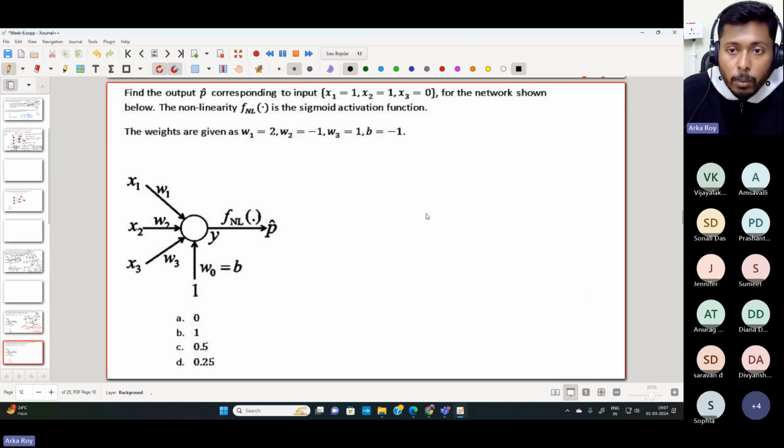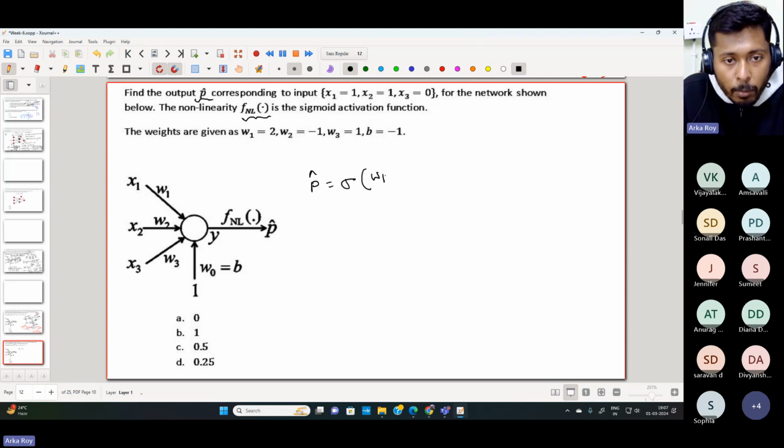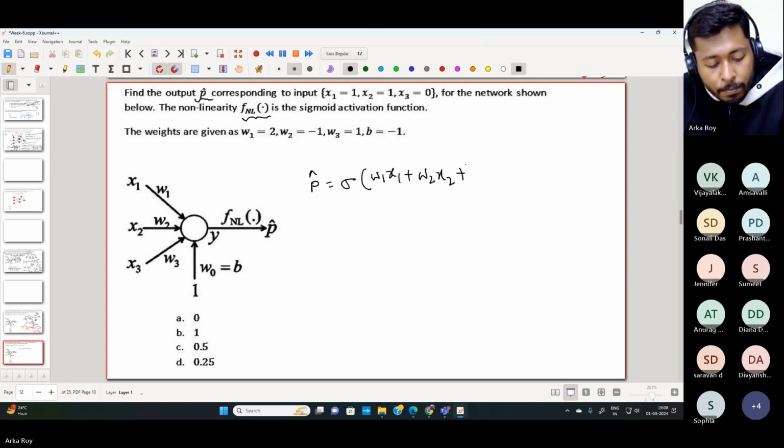We were doing this particular problem. In this problem, we need to find the output p hat corresponding to these values that have been given, and weights are also given, and the activation function is sigmoid. So p hat is nothing but sigmoid of y. I'm directly writing y as w1 x1 plus w2 x2 plus w3 x3 plus b.